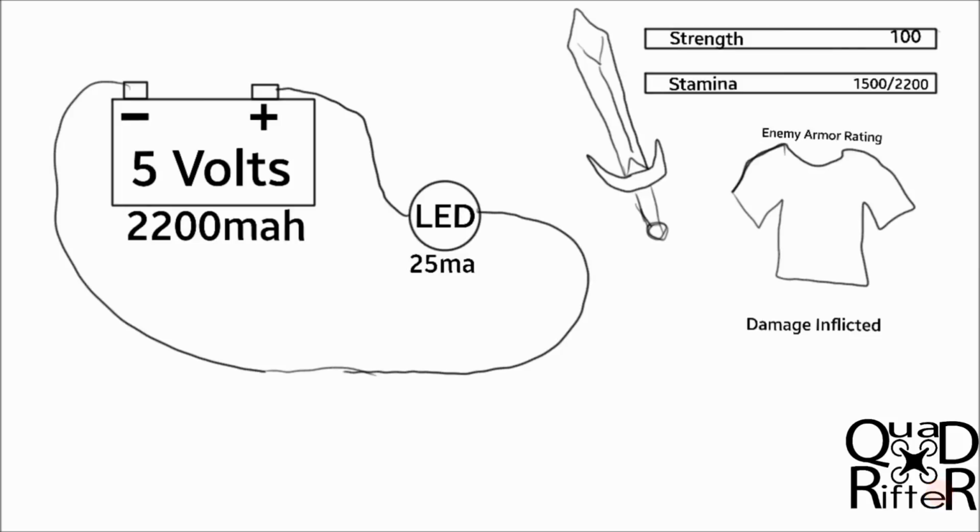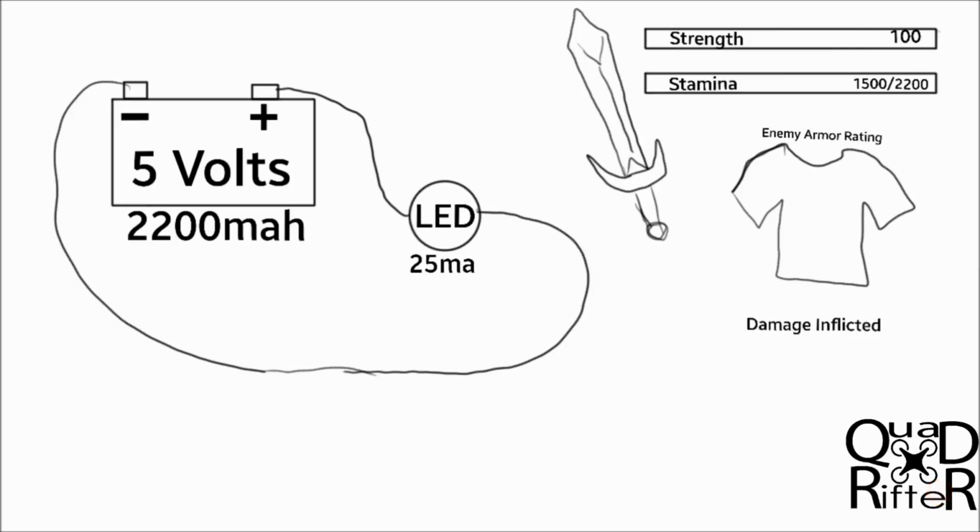Now what we're consuming is, well, first, do this the easy way. 25 divided by 1000 is 0.025. Multiply that by 5 volts, and you're not even producing a whole watt of power. So you're barely using anything out of this battery.